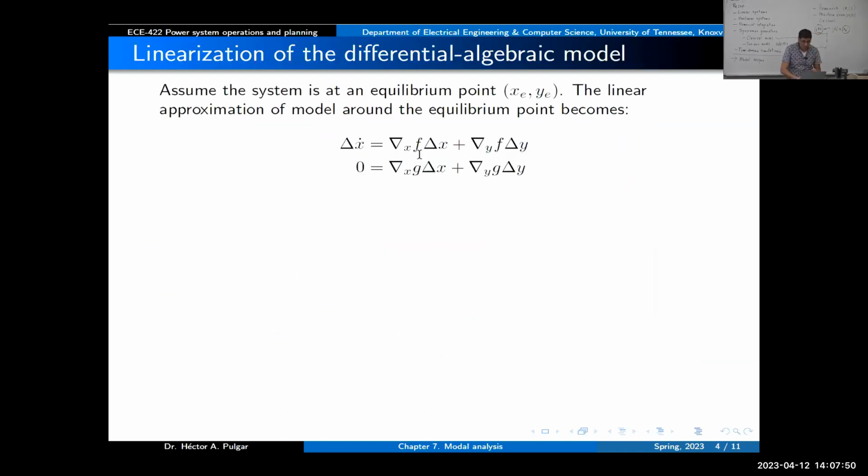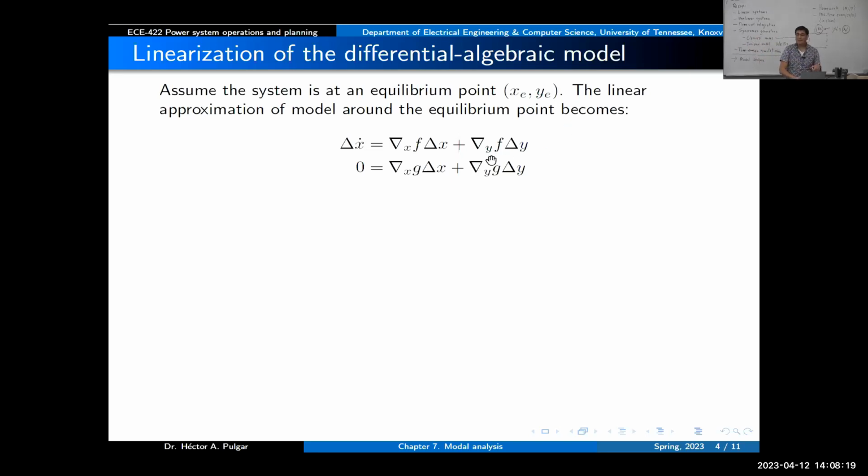And we need to take that function and get the gradient with respect to the state variables. So for this part, we will get the Jacobian of the function f with respect to the state variables, the derivative of each function with respect to each state variable. But also now, because we have algebraic variables, we will need to add this new component. And this will be the derivative of the function f with respect to the algebraic variable.